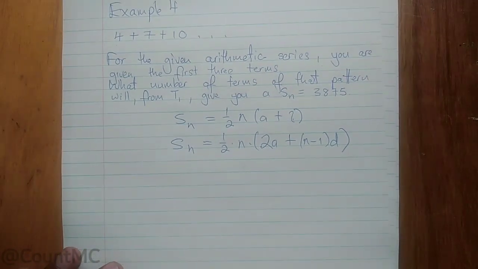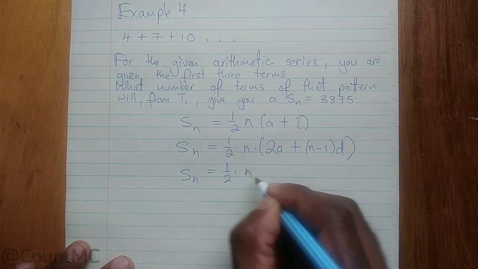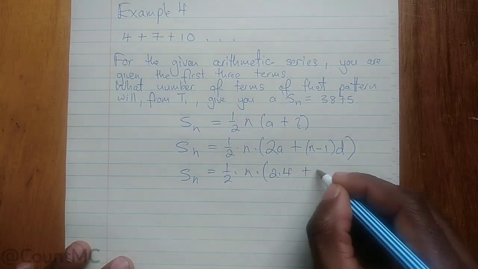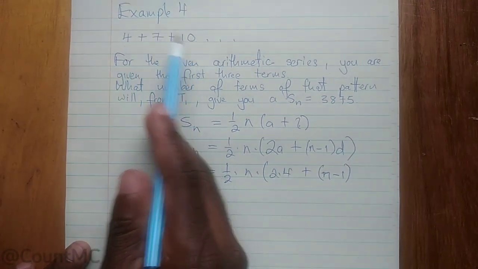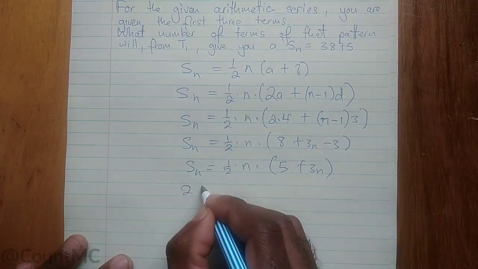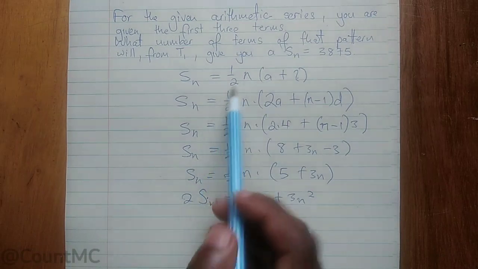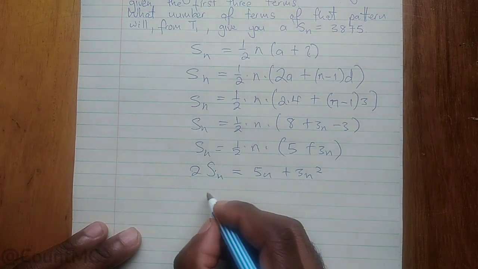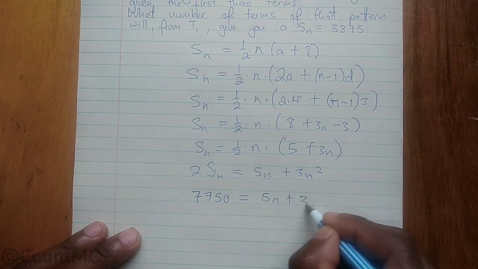Okay, so remember we need to find n. So Sn is equal to half times n, which we don't know, times 2 times a, which is 4, plus n minus 1 times d. The common difference: 7 minus 4 is 3, 10 minus 7 is 3, so our common difference is 3. Now we know what Sn is because it's been given. It's 3875. If you multiply 3875 times 2, you get 7750. It's equal to 5n plus 3n squared.